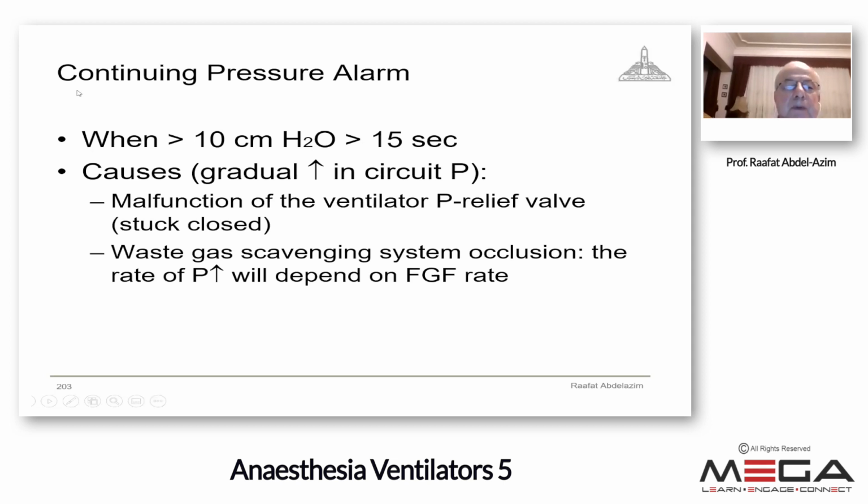There's another type of alarm that is the continuing pressure alarm. Continuing pressure alarm will be activated if the peak inspiratory pressure is more than 10 centimeter water for more than 15 seconds. This means that the pressure is continuous. There is no intermittent increase or decrease. The causes of gradual increase in circuit pressure are malfunction of the ventilator pressure relief valve and malfunction of the waste gas scavenging system. If it is occluded, it will lead to an increase in pressure. And this depends on how the fresh gas flow is adjusted. If it is high, this will be seen soon.